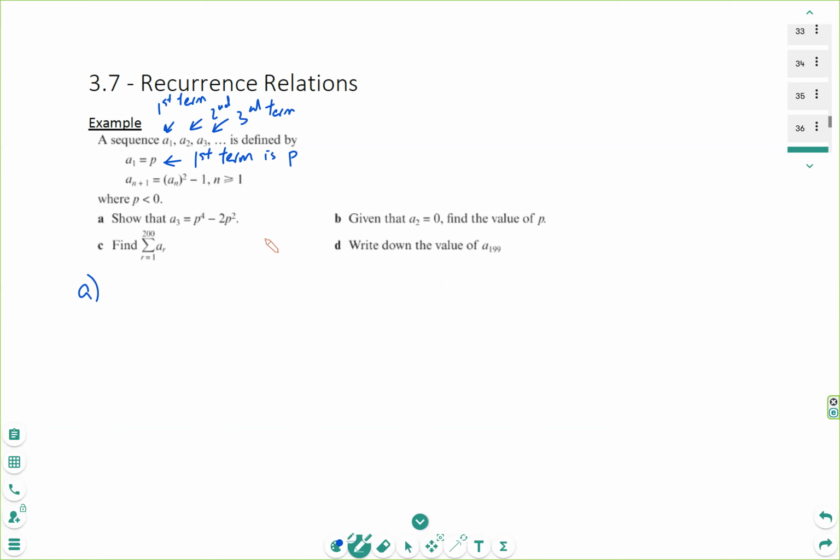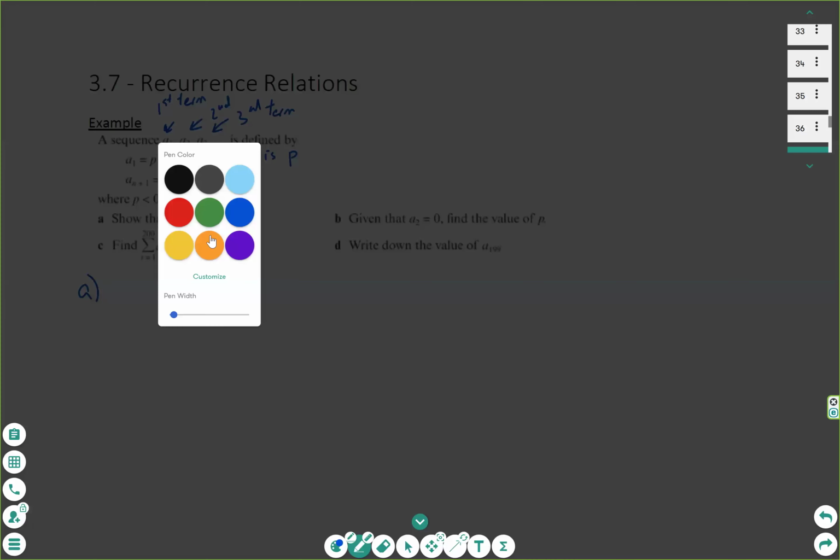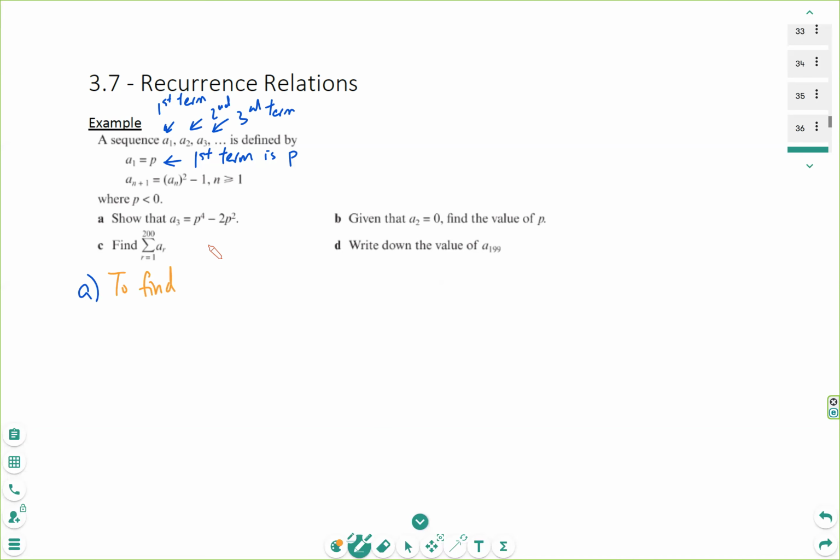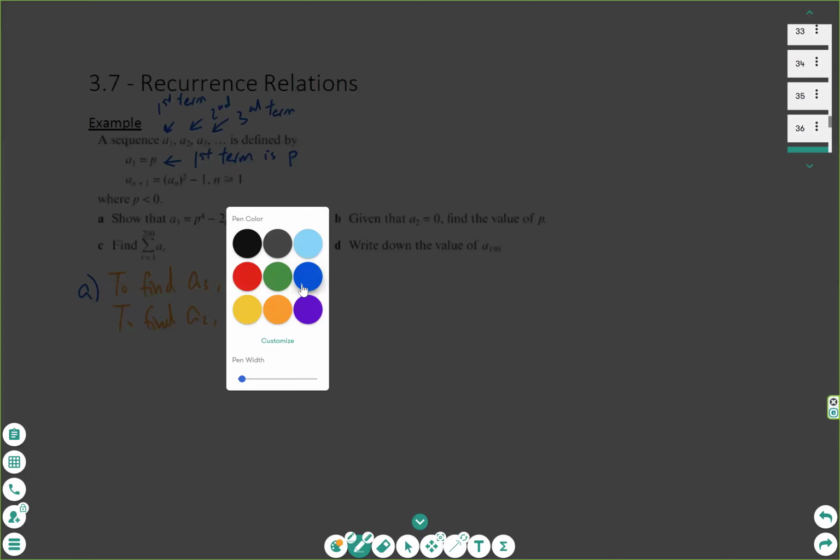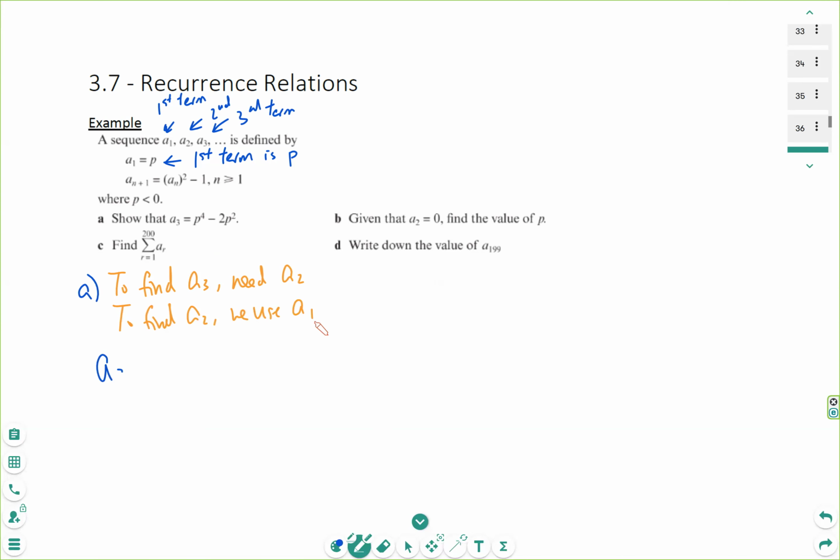To find a3, using this recurrence relation, we need a2. But we don't have a2, so we need to find a2. Okay, so I'll write it down here for you. To find a3, we need a2. To find a2, we use a1. Okay, so that's our target. We need to find a2 first. So what's a2? Using this recurrence relation, a2 equals a1 squared minus 1. So the next term equals the first term squared minus 1. So a2 equals p squared minus 1.